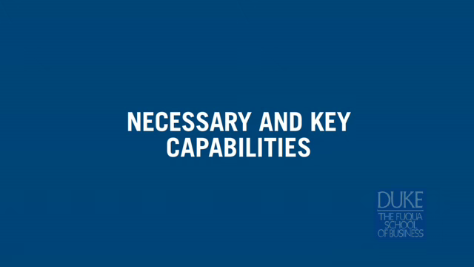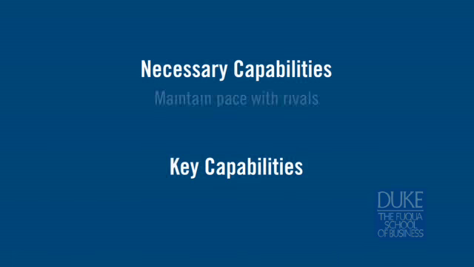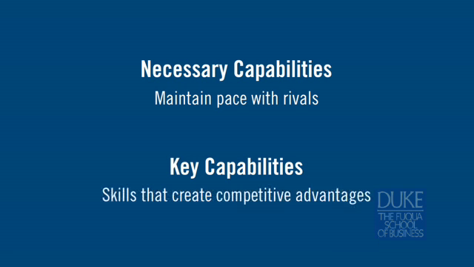And again, dig into the primer to get examples of different types of capabilities within those two subsets. Second, as I said earlier, let's distinguish between necessary capabilities and key capabilities, where necessary capabilities are the things that allow you to keep pace with competitors, and key capabilities are the skills that allow you to generate competitive advantage and higher margins.